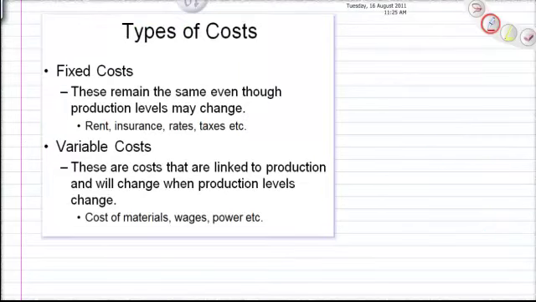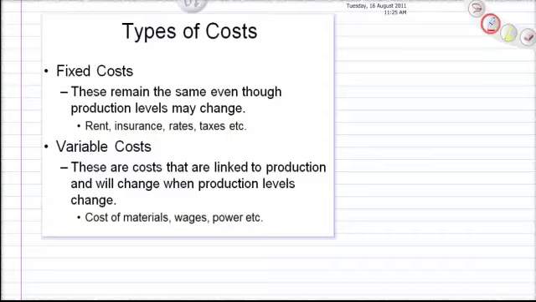There's two types of costs associated with a business. One is the fixed costs, and these remain the same no matter what you do. So that's something like your rent, your insurance, your rates, your taxes. They will always be the same regardless of how many items you make or how many items you sell. Something like electricity might go up with more items that you make, but generally something like rent will always be the same because you have to pay the $1,000 per month regardless of how many items you make or sell.